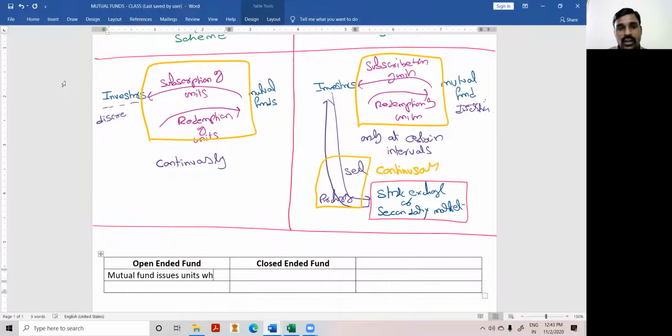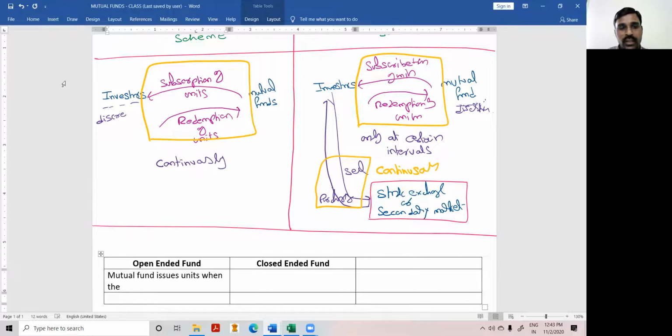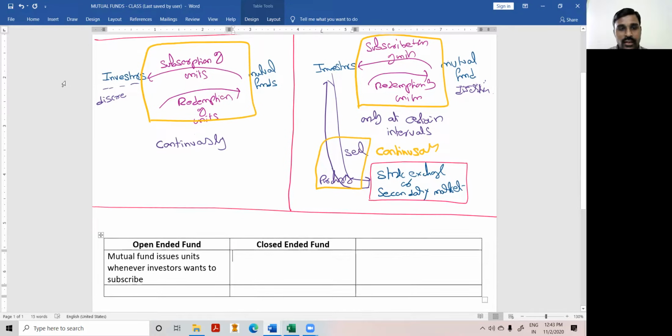The mutual fund issues units whenever the investors want to subscribe. Here, investors can purchase the units. Investors can purchase the units only when the fund chooses to issue. This is the point. Discretion is with the fund.